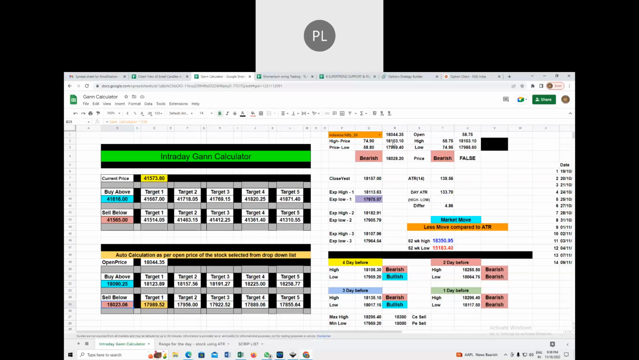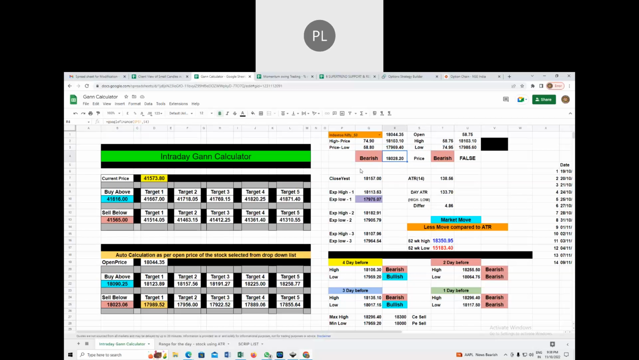So Nifty 50, the gap opening was 18,044. The market moved by 58 points on the higher side and then started retracing back, and then it went to a low of 17,969 before closing at 18,028.